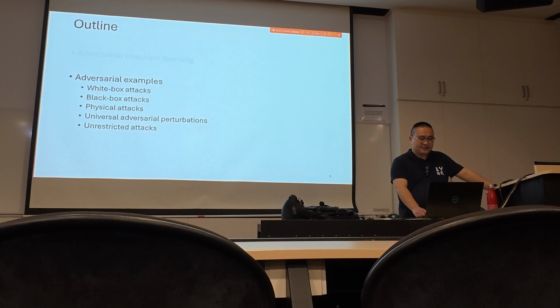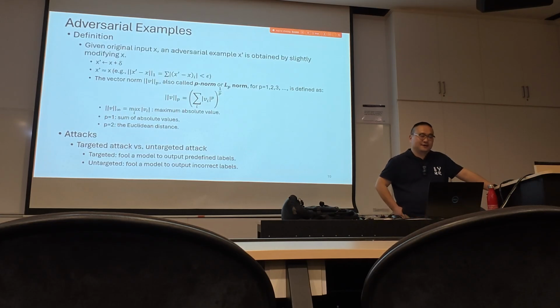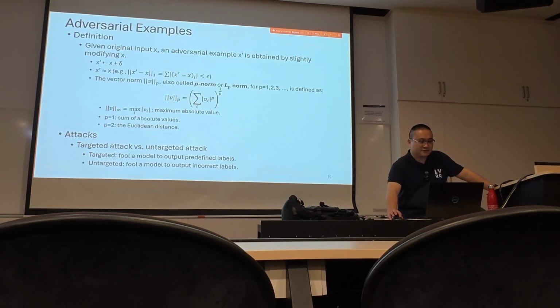And let's look at the first attack in this subject. So we have shown that the models can be fooled by just adding some small noise. And this attack is called an adversarial example. So let's look at the definition of an adversarial example.